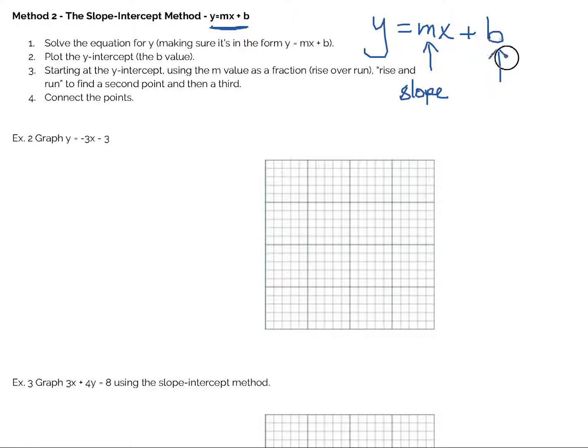And this is your y-intercept. That's where it's going to cross the y-axis, because if you put a 0 in for x right here, 0 in for x, it's just going to give you b.